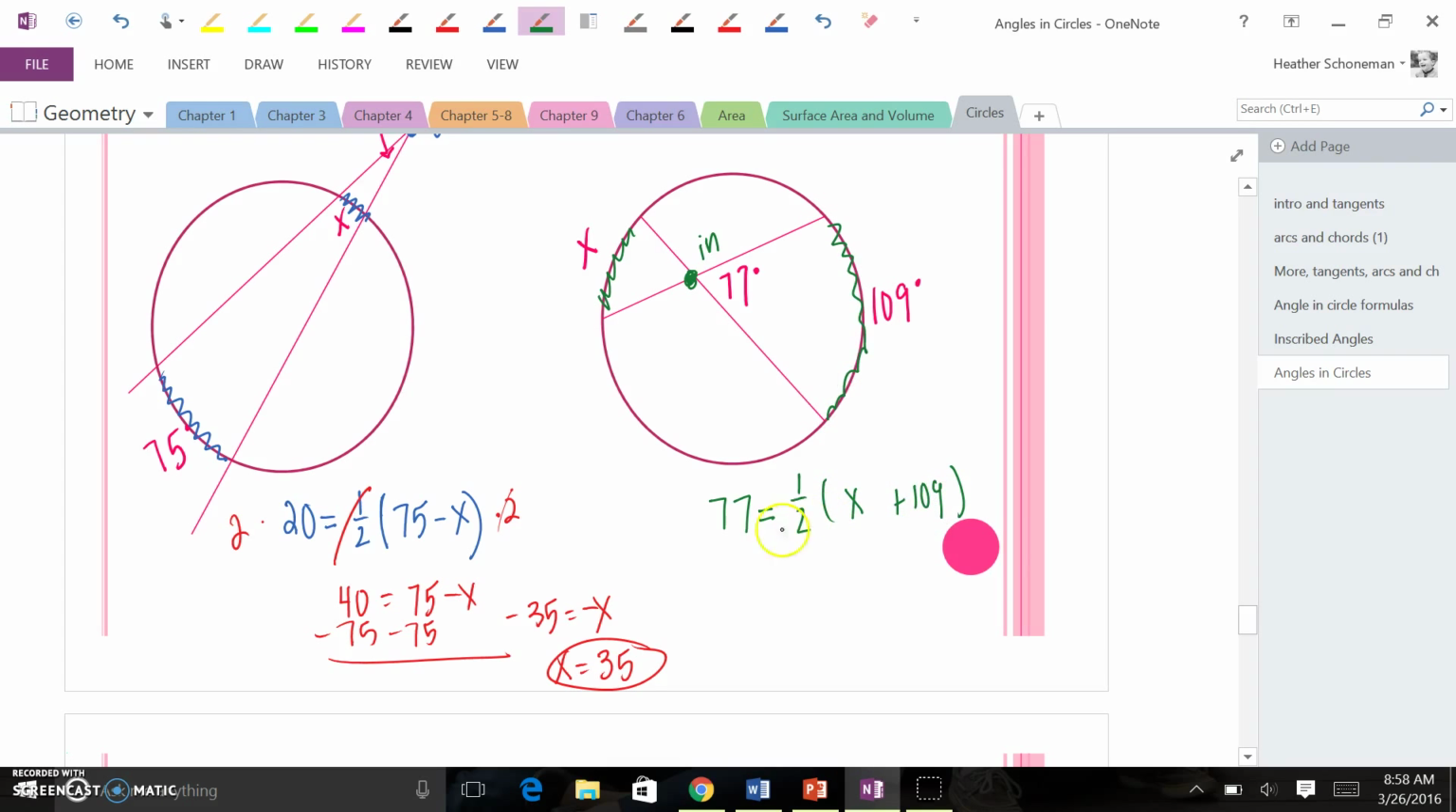x plus 109. I can't take half of x, so I'm going to multiply both sides by 2, which makes it cancel on this side. So on the left, I have 77 times 2, which is 154. So I get 154 equals x plus 109. And now to solve, I'll subtract 109 from both sides. 154 minus 109 is 45. So 45 equals x. And we're done.